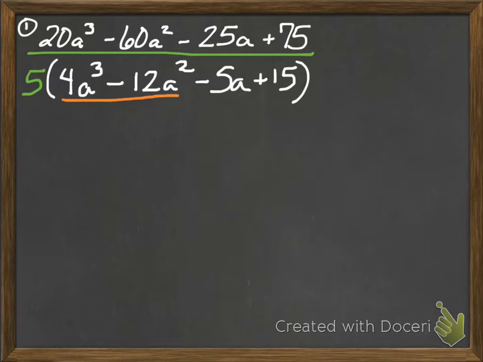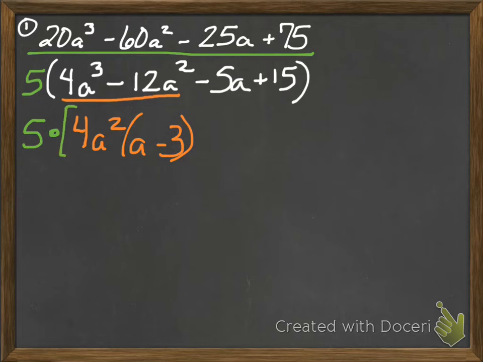So on my first two terms, what can come out? They're both divisible by 4, and they both have an a squared. And so that's going to leave me behind an a minus 3. That 5 is still up there in the front. We're just ignoring it right now. And it's going to be 5 times this whole thing.